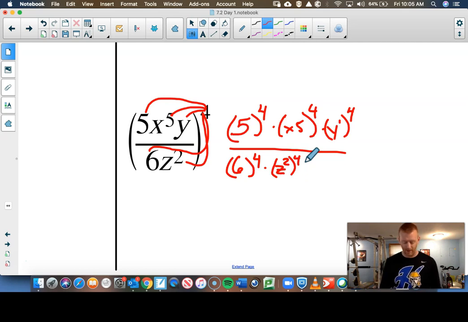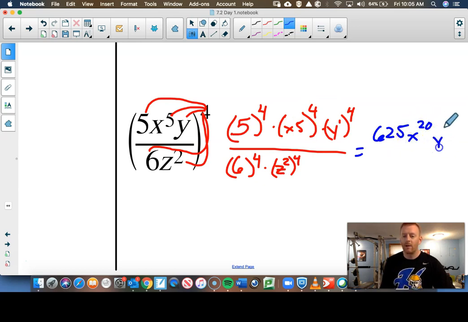Now you might have a calculator to do this. If you don't, you have to do a repeated multiplication. I have one of those cute calculators from school. So I'm just going to type in 5 to the 4th power, which is 625. So now I have a 625, x to the 5th to the 4th. Remember, a power to a power means multiply, so now I have an x to the 20th, and then a y to the 4th when we do 1 times 4.